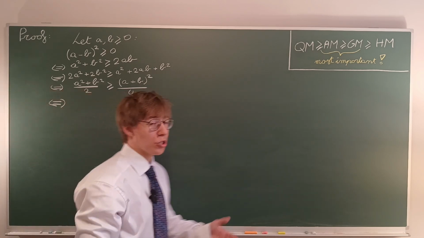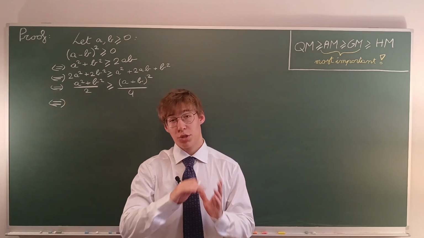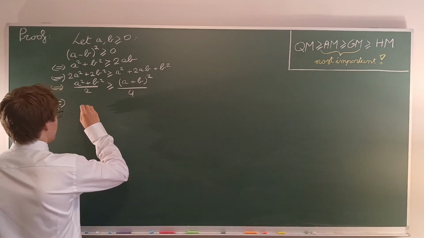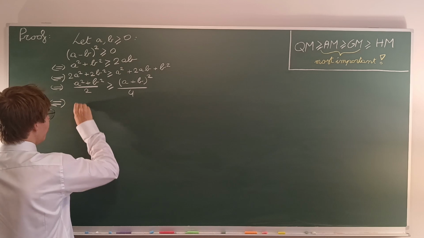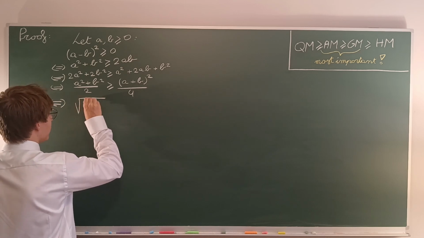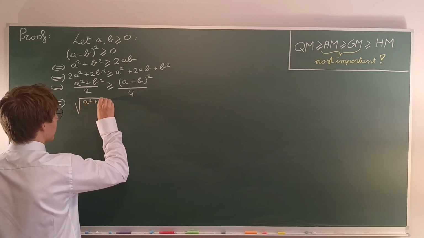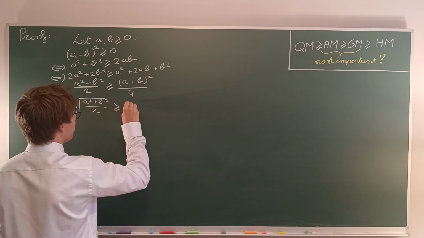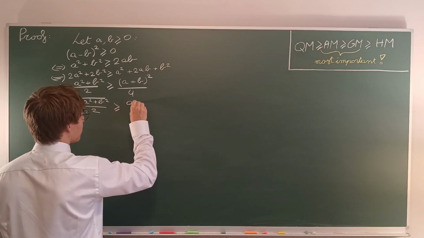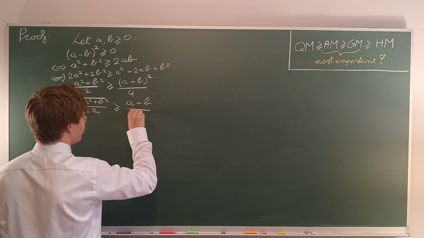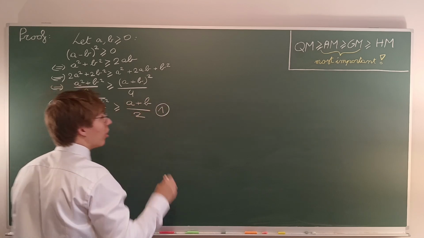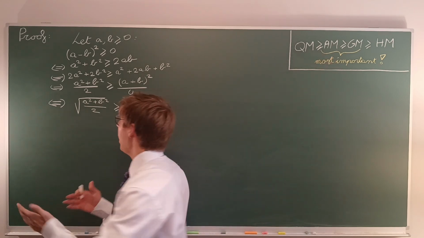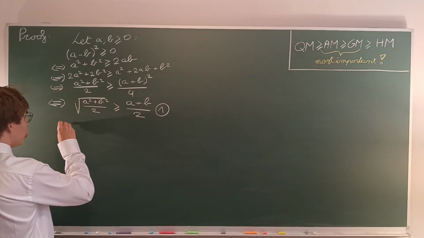And now we can take the square root on both sides, since the square root is an increasing function. This means that the root of (A squared plus B squared) over 2 is greater than or equal to (A plus B) over 2. And that is our first result, which is the QM-AM inequality. And let's now do the AM-GM inequality.